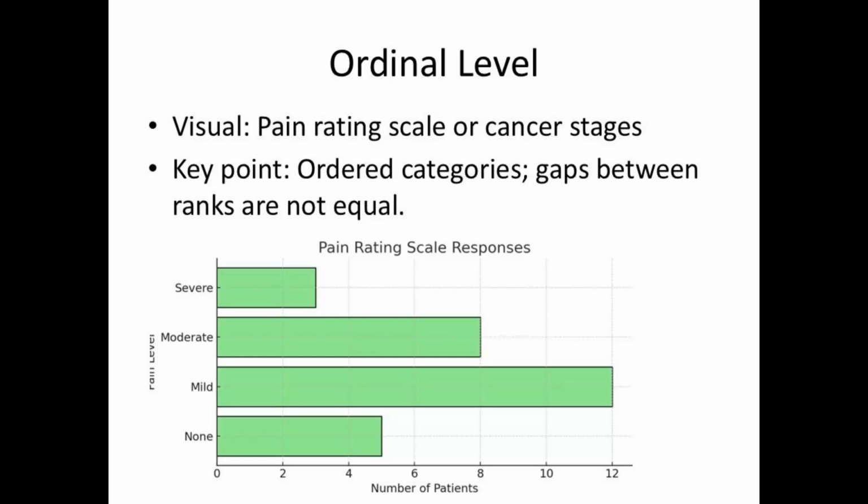Next, the ordinal level. Ordinal data have categories that do have an order, but the gaps between categories aren't necessarily equal. Think of pain ratings: none, mild, moderate, severe, or cancer stages: stage 1, 2, 3, 4. We can say stage 4 is more advanced than stage 1, but we can't say it's exactly 4 times worse. The differences between stages aren't precisely measured. Ordinal equals order matters, but the spacing is unknown or uneven.